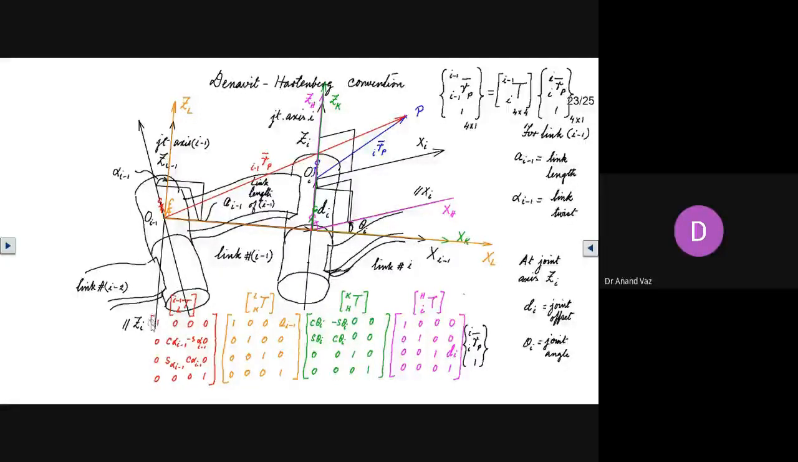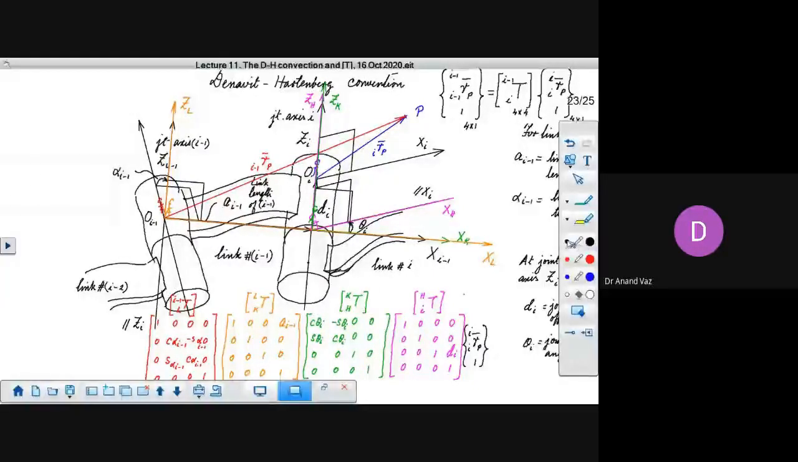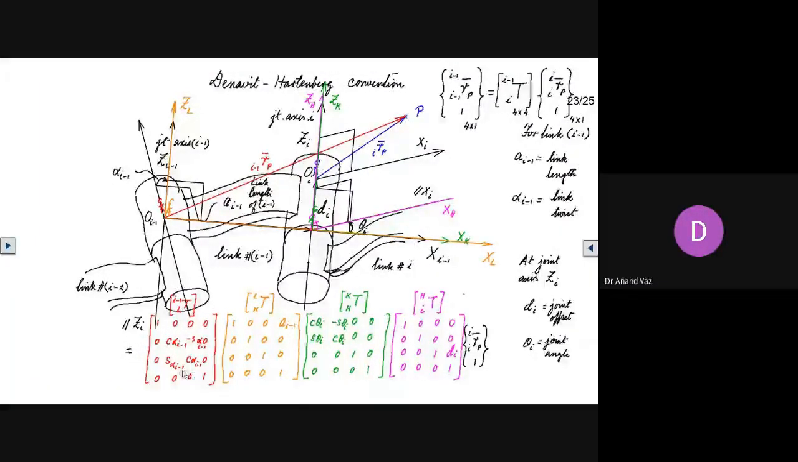Now I want all of you to multiply these matrices in this order. What will this multiplication give us? If you just multiply these transformation matrices, what are we going to get? Position, sir. The position of P with respect to x. We will get a position when we multiply it with this.